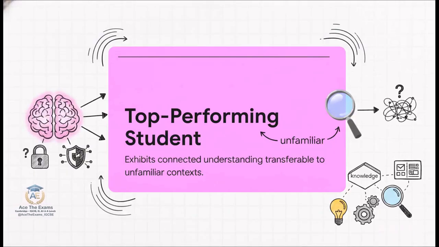Cambridge candidates must demonstrate a mastery of fundamental principles, but what does a top-tier student actually look like on paper? Well, the syllabus clearly defines a top-performing student as someone who exhibits a connected, conceptual understanding that is transferable to unfamiliar contexts. The absolutely key word there is unfamiliar. The assessment objectives for Topic 5.1 target 3 distinct cognitive domains: knowledge, application, and analysis. You have to take what you know about proxy servers, biometric access, or symmetric encryption and apply it to a brand new, completely unfamiliar scenario you've never seen before.